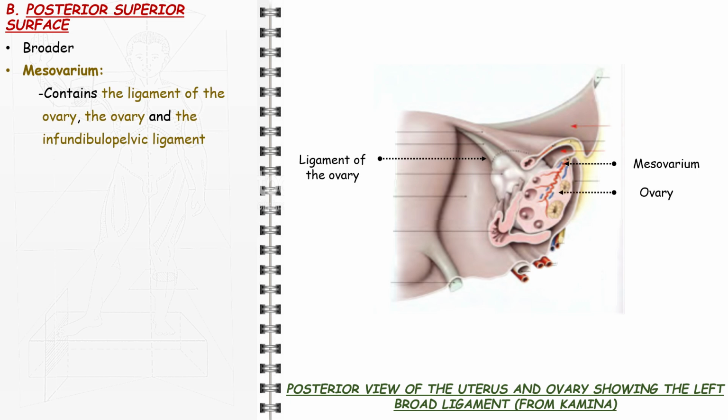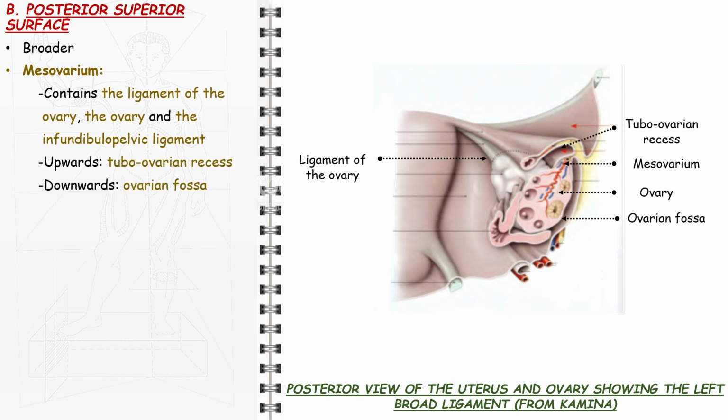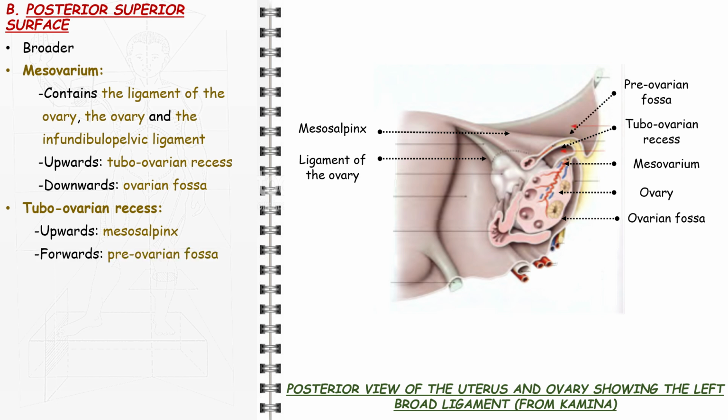It separates the tubo-ovarian recess upwards from the ovarian fossa downwards. The tubo-ovarian recess is, thus, limited by the mesosalpinx upwards that separates it from the pre-ovarian fossa forwards and by the mesovarium downwards. It is, usually, hidden by the mesosalpinx.